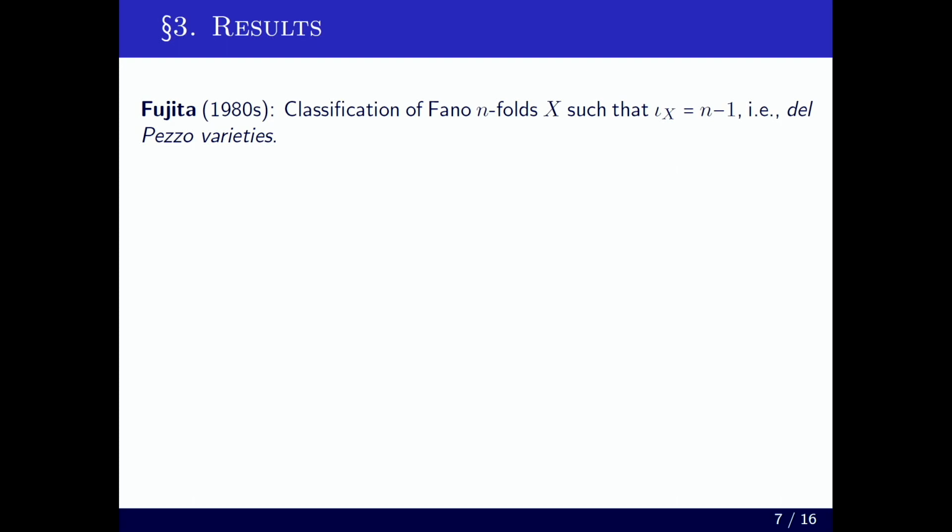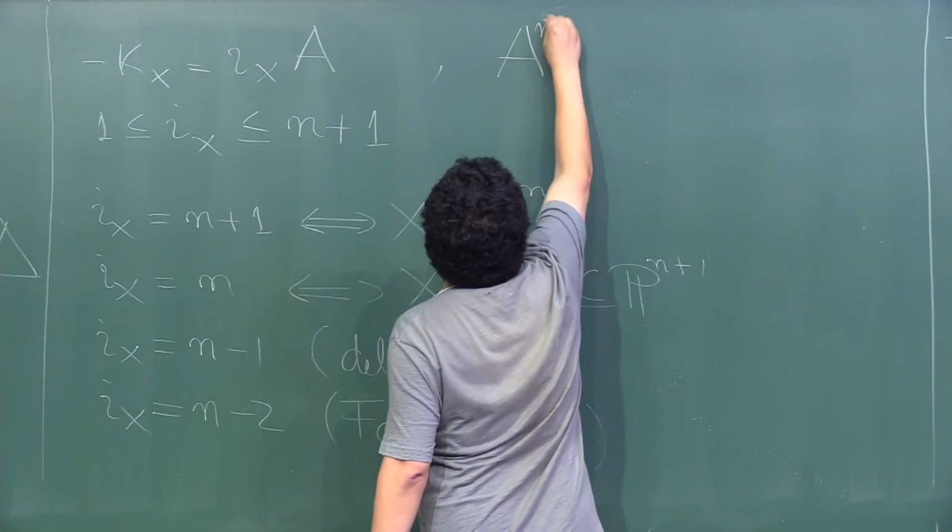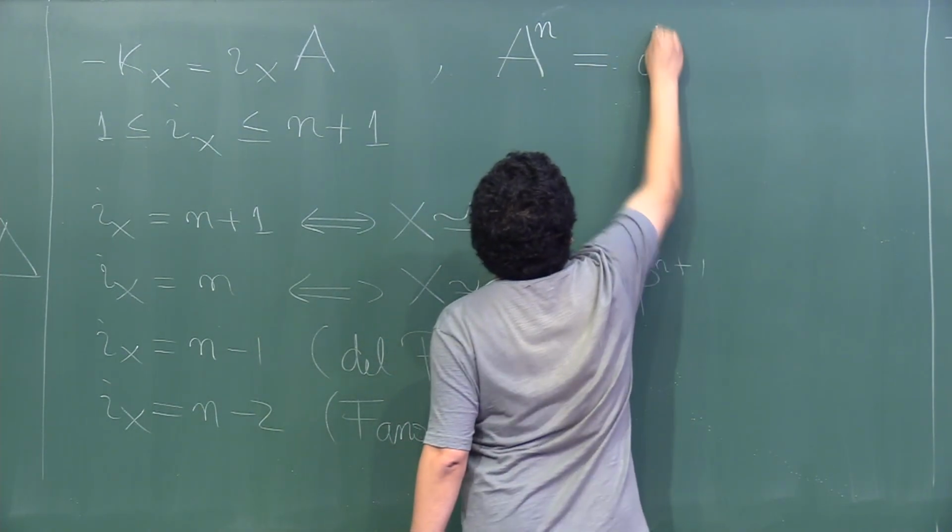OK, so let me give you some results now. The title of the talk involves Del Pezzo varieties. As I already told you, a Del Pezzo variety is a Fano variety of dimension n and Fano index n-1. These were studied by Fujita, and they were classified according to their degree. So the degree of this variety will be this guy, sorry. This will be the degree.